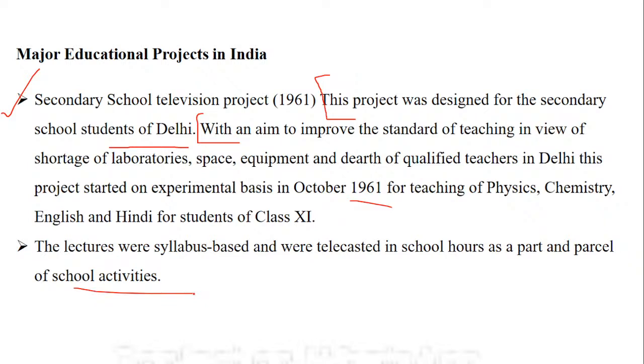So this was one of the educational projects done with an aim to improve the standardization in teaching irrespective of shortage of resources. And this was one of the successful projects. Okay. So when we talk about the secondary school television project, how do you need to remember? It is basically the one to improve the standard of teaching irrespective of shortage of resources, and it started on an experimental basis, but it ran very well. It started with few subjects, that is physics, chemistry, English and Hindi, and it was a part of the school activity. Okay, so this is the first project which was started.